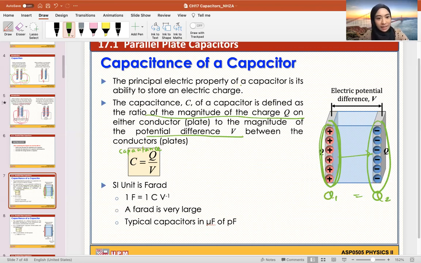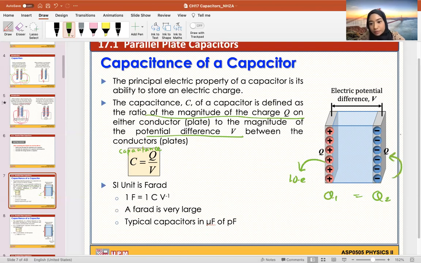So if this plate is donating 10 negative e, this other plate will receive 10 negative e. This one will become net 10 negative e, and this one will become 10 positive e. So if I'm donating 10 negative charges, I will have 10 positive charges extra.